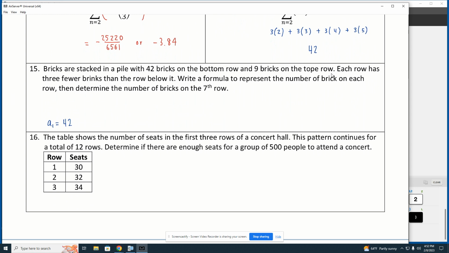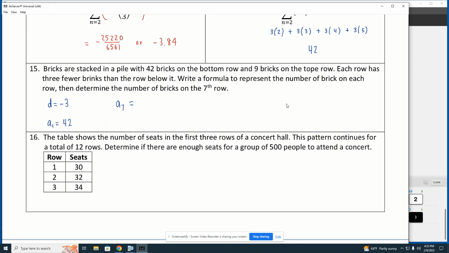Here's why. It tells me each row has 3 fewer bricks, so that's telling me that my common difference is minus 3 if A sub 1 is 42. If you started with the top row, 9, it would be a positive 3, so be careful with that. Now, let's go ahead and figure out our answer. And again, this one, you don't really have to write the equation. They want to know how many bricks are on the 7th row. They want to know A sub 7.